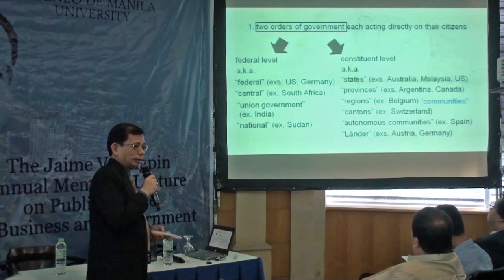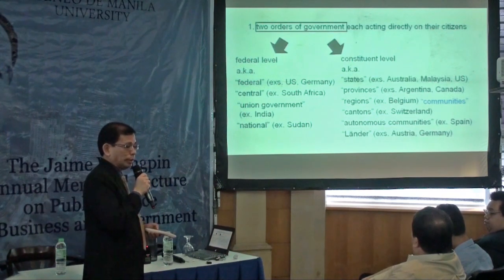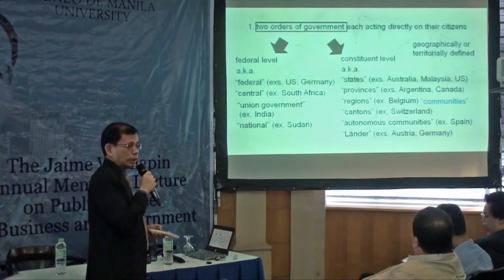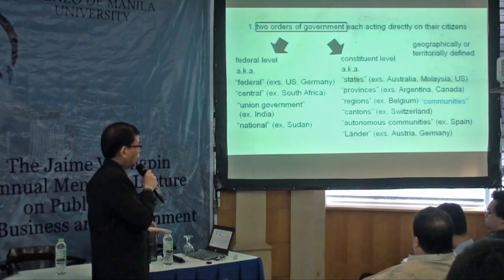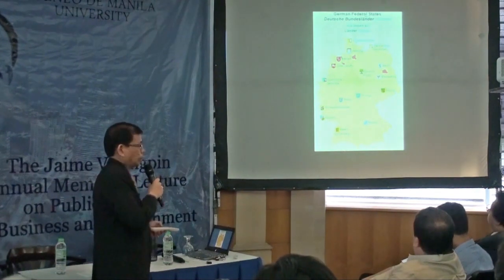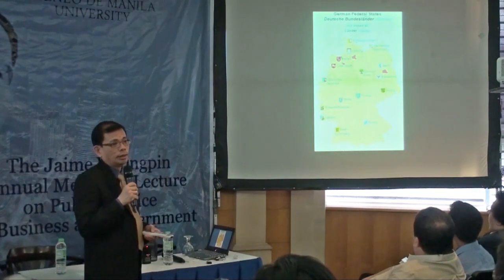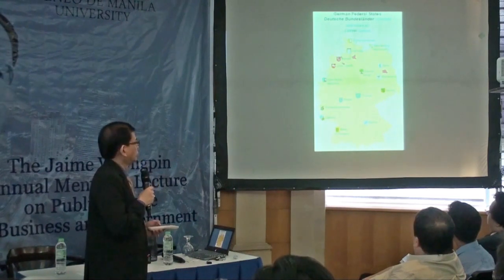Except for the communities constituent unit of Belgium in terms of linguistic communities, all are actually geographically or territorially defined. And we have a map of the federal states of Germany, where you're going to see that all 16 Länder are geographically defined.